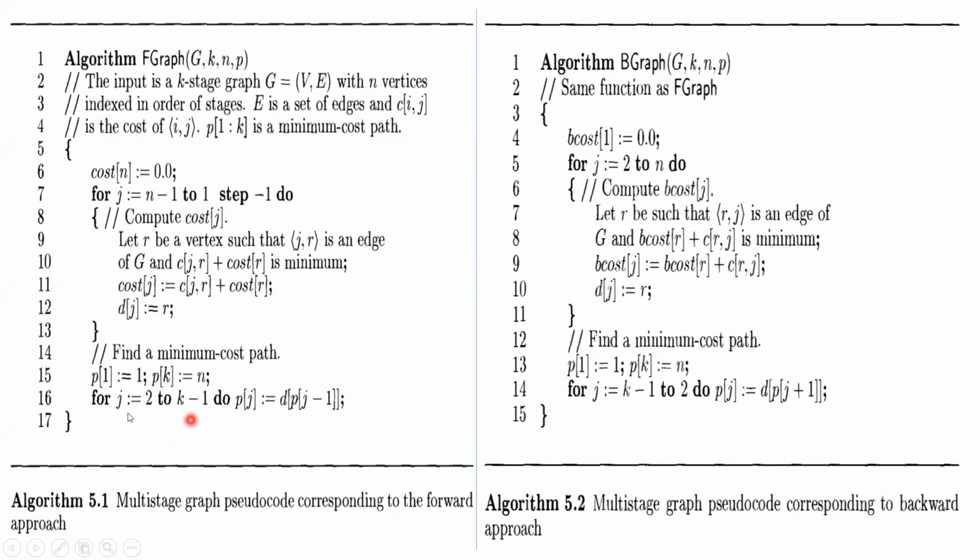Again, one more thing is J from 2 to K minus 1 here, but here it is J from K minus 1 to 2. Same here. So here J plus 1, sorry, here it is J minus 1, here it is J plus 1. So these types of minimum differences will be there. If you analyze this algorithm by continuing the discussion for some more time, you can easily understand.